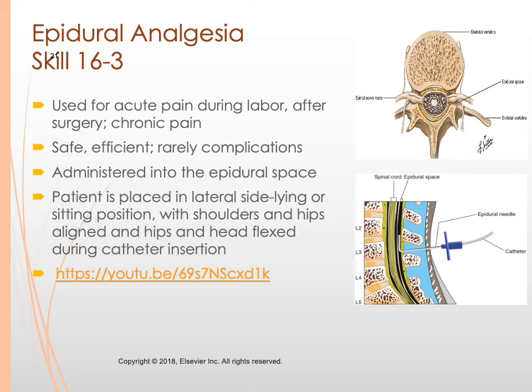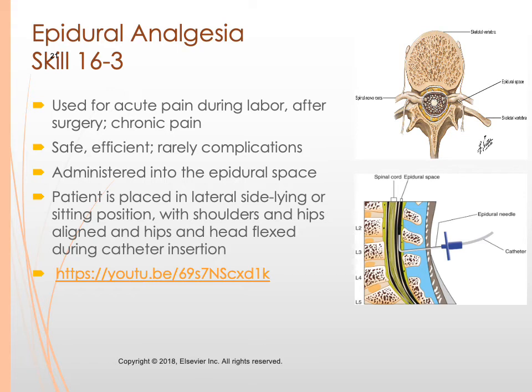Some of the medications that are used for epidural analgesics, some of the opioids that are used, are morphine, hydromorphone or Dilaudid, fentanyl, and sufentanil. And these drugs differ in their onsets of action and their duration. The fentanyl and the sufentanil have a quick onset and a shorter duration, whereas the morphine and hydromorphone take longer to actually work, and then the duration is also longer with these two medications.